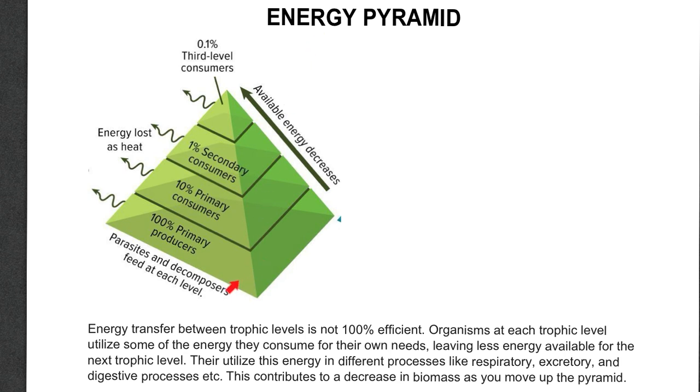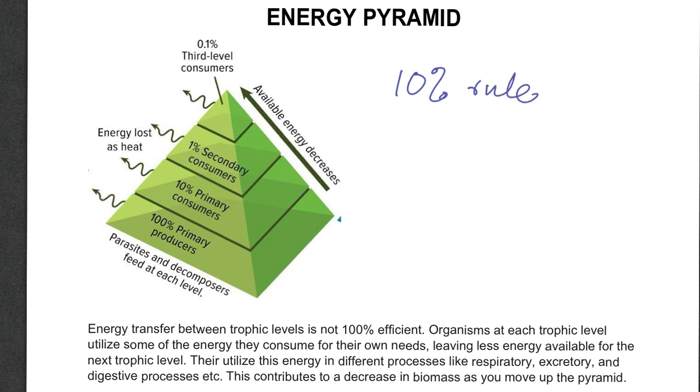Energy transfer between each trophic level is not 100% efficient. Organisms at each trophic level utilize some of the energy they consume for their own needs, leaving less energy available for the next trophic level. They utilize this energy in different processes like respiratory, excretory, and digestive processes. This contributes to a decrease in biomass as you move up the pyramid. This follows the rule which is called the 10% rule.